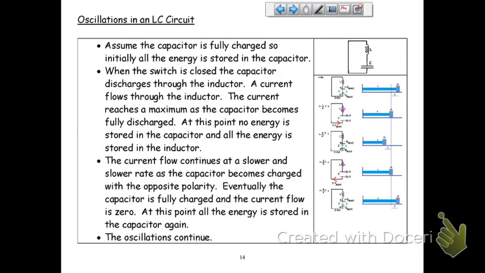So we've got to charge the capacitor. That's the obvious thing to do. So we charge the capacitor. And then we say, okay, you're charged, let it go. Let whatever needs to happen, happen. So we say, assume the capacitor is fully charged.